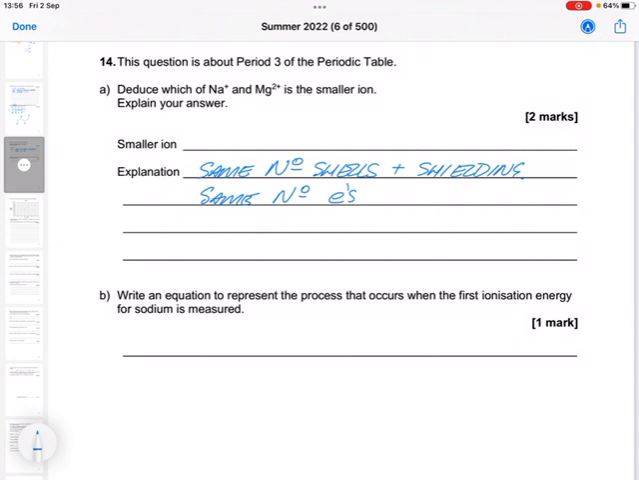The difference, however, is that magnesium has more protons than sodium, therefore greater attraction.